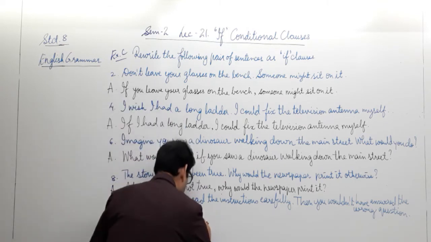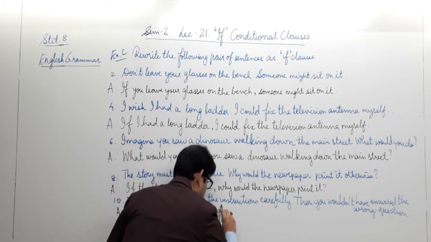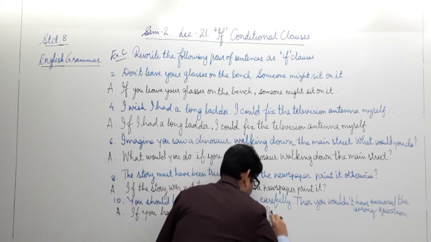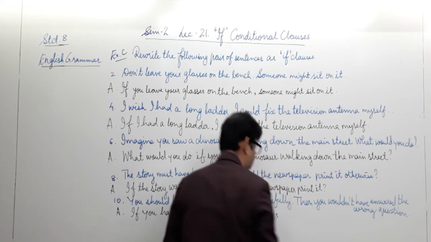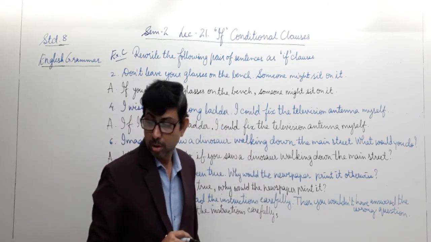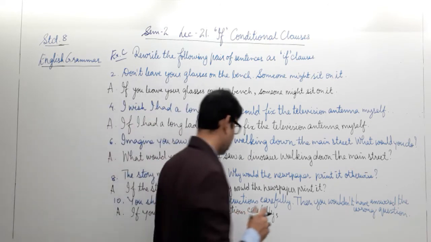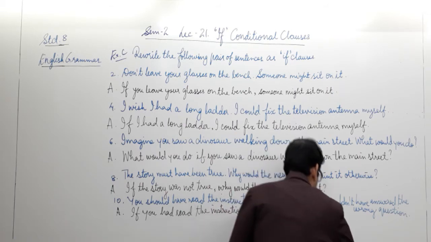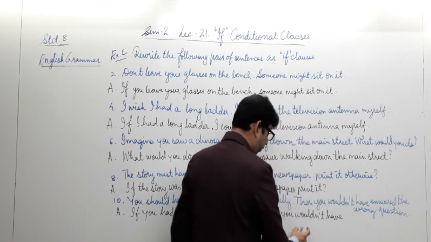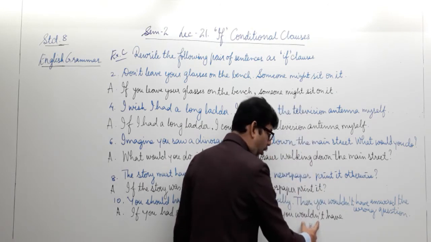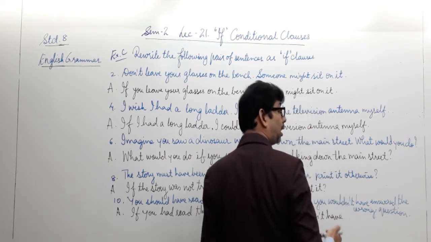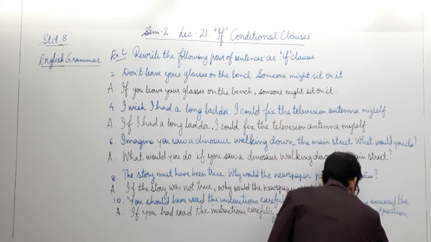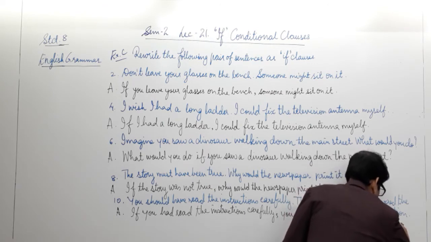If you had read the instructions carefully, comma, you wouldn't have answered, that is would not have answered or wouldn't have. As you write these words, try to put it in your understanding. Wouldn't, that is would plus not, plus have, plus the word answered, which is the past participle form of the verb answer. So we are using the type 3 conditional. You wouldn't have answered the wrong question.